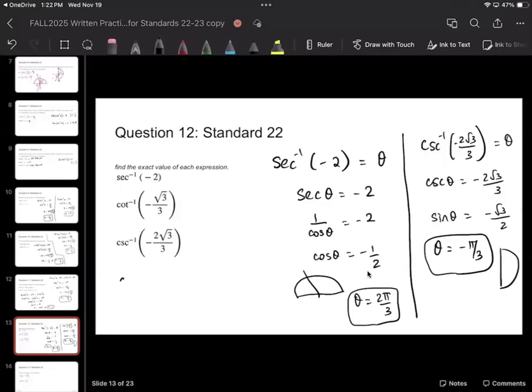Last one. Cotangent inverse of negative root 3 over 3, let it be some angle theta, which means cotangent theta is negative root 3 over 3, which means tan theta is negative root 3, meaning the angle is going to be negative pi over 3.